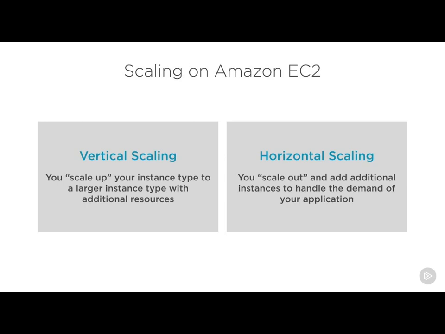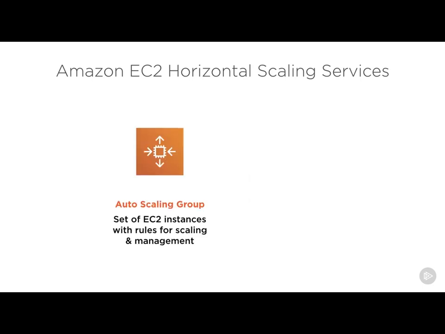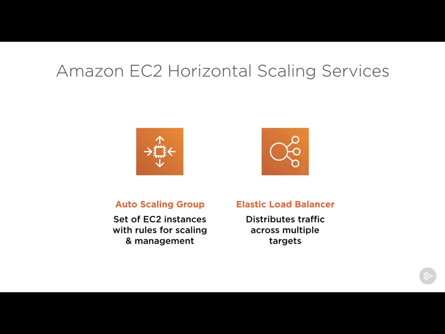And this is baked into EC2 with a couple of specific services. So first of all, we have the concept of an auto-scaling group. And this allows us to have a group of EC2 instances that work together with shared rules for scaling and management. And then we have a concept that we have already introduced, which is an elastic load balancer, which allows us to distribute traffic across multiple targets. So let's learn more about the new concept that we've introduced here, auto-scaling groups.